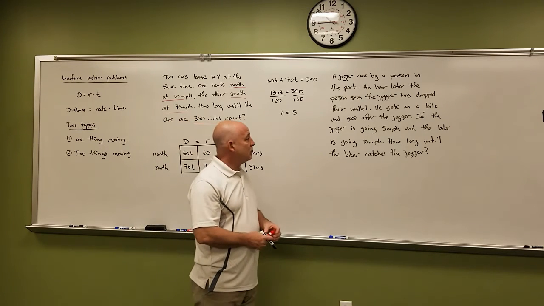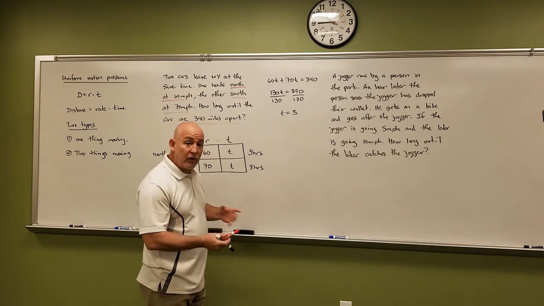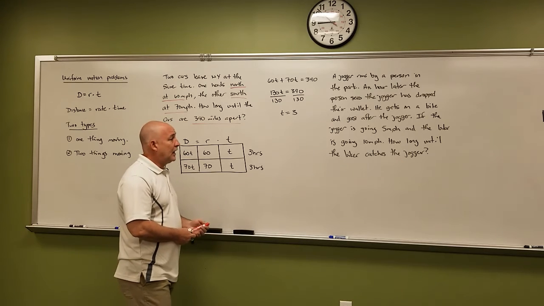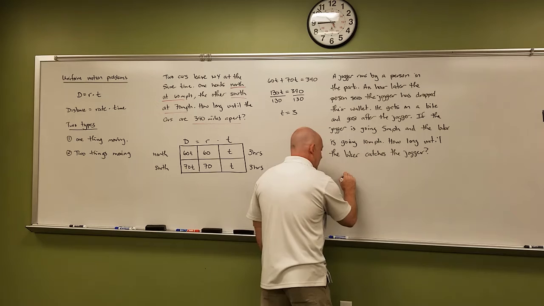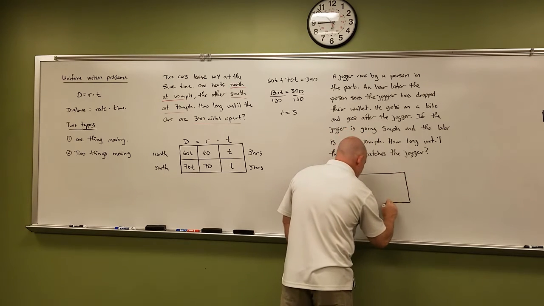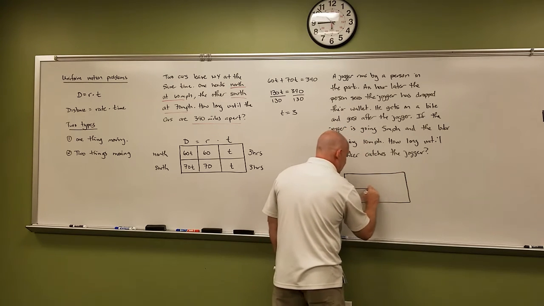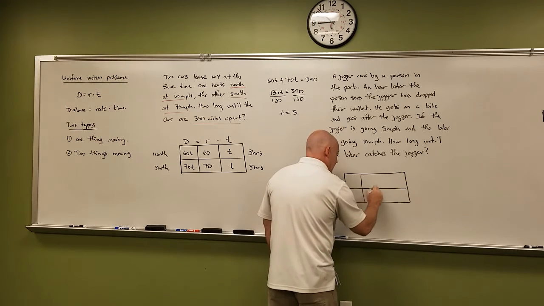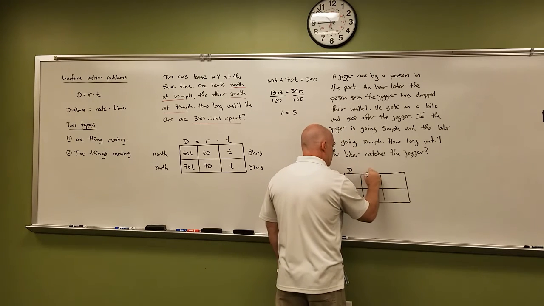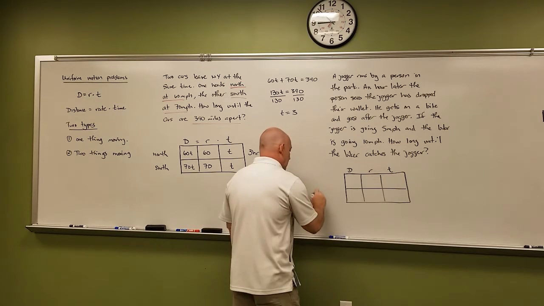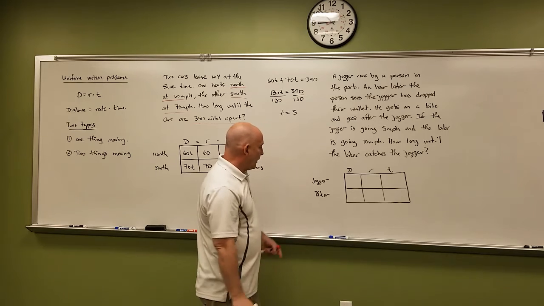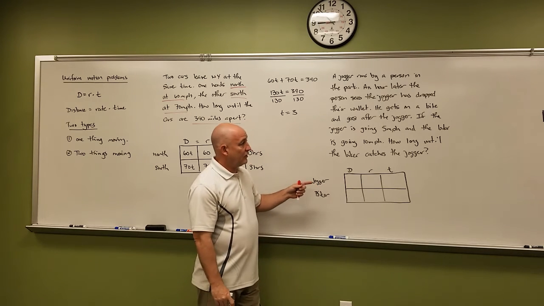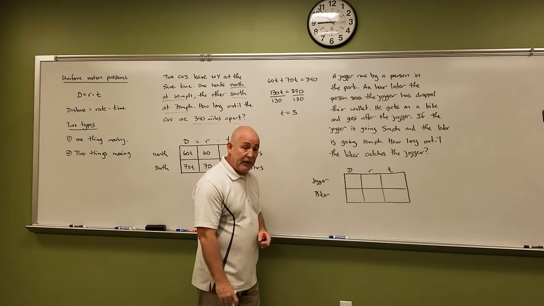So we read the problem. Hopefully we realized that this was a motion problem because we got things moving around. And we got 2 things moving around. So let's go ahead and make ourselves a table. Anytime you have more than one thing moving around, this table can be very helpful. All right, now remember the columns here are distance, rate, and time. We have a jogger and the biker.